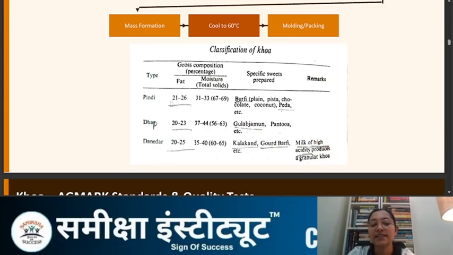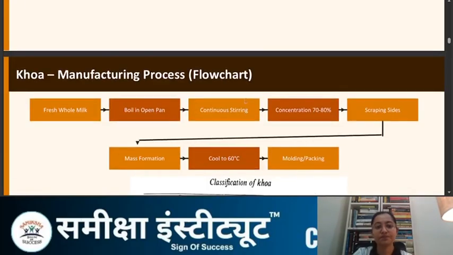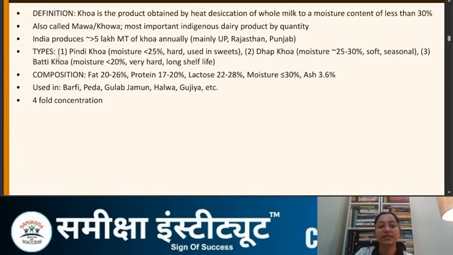Why is it danedar? Because it is basically the granular khoa. High acidity is utilized here. The milk with high acidity will produce the granular khoa, and that is called the danedar khoa. So these are the 3 varieties of khoa, and these 3 varieties are used for the production of different kinds of sweets: pindi khoa, dhap khoa and danedar khoa.